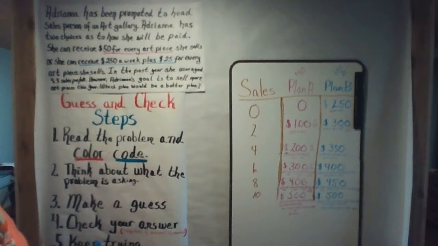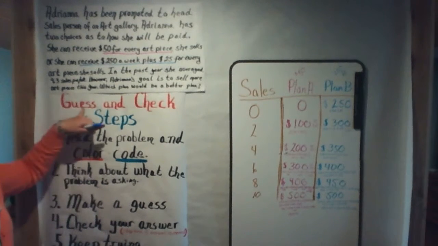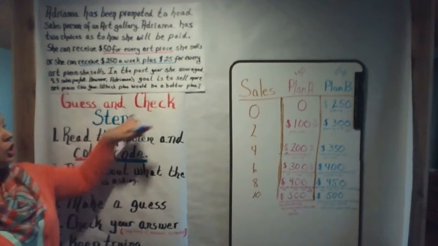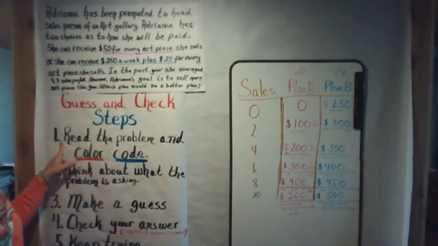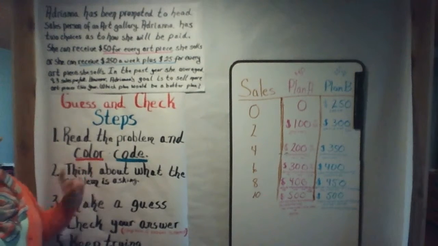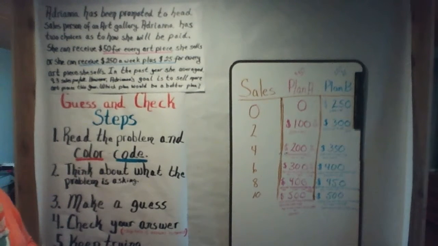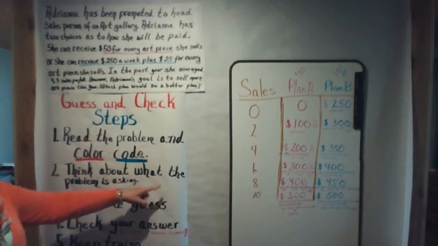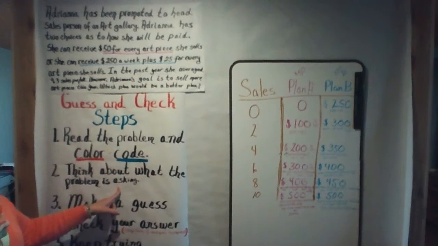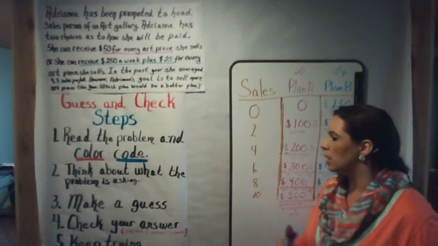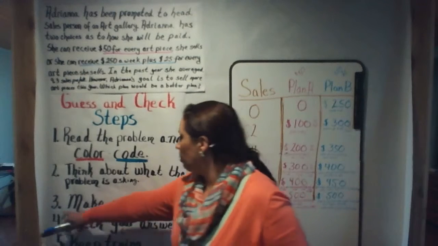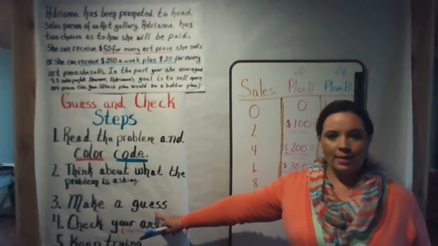Okay, let's get started with the first one. The first one is going to be the guess and check. The guess and check steps include, first, read the problem and color code your word problem. Second, think about what the problem is asking you. What is the word problem asking you? What are you trying to figure out? Number three, make a guess.